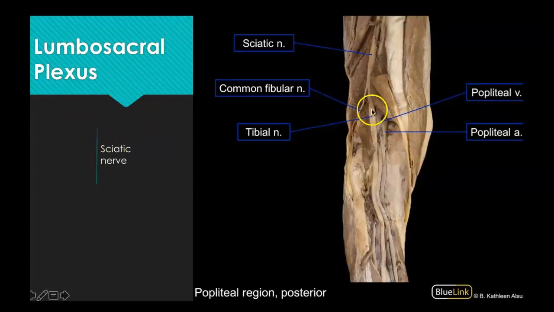Once we follow the sciatic nerve inferiorly, you can draw a schematic in your notes here if you'd like. Here's our sciatic nerve coursing down the posterior thigh. And once we get to the posterior knee, termed the popliteal region, it divides or bifurcates into your tibial nerve and common fibular nerve. So you would draw another line down as your tibial nerve and another line moving laterally, that would be your common fibular nerve. You may have also heard this called the common peroneal nerve.